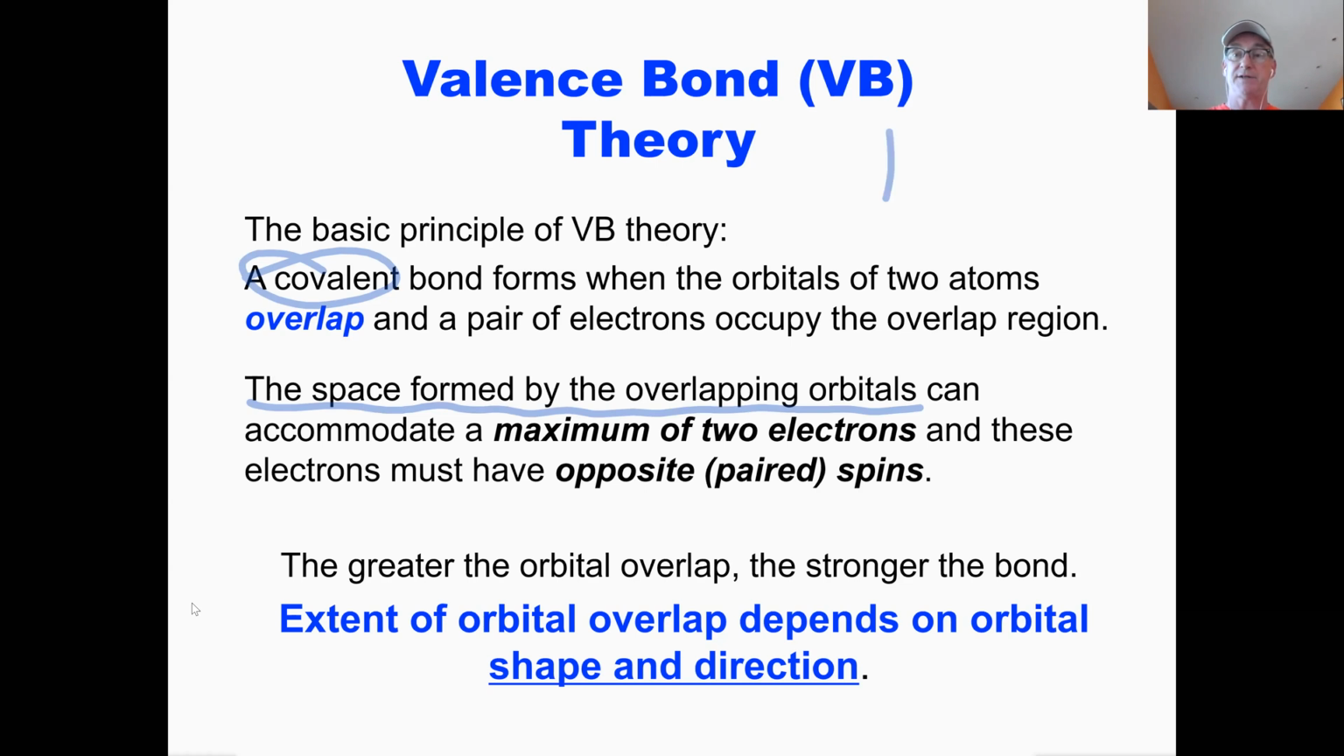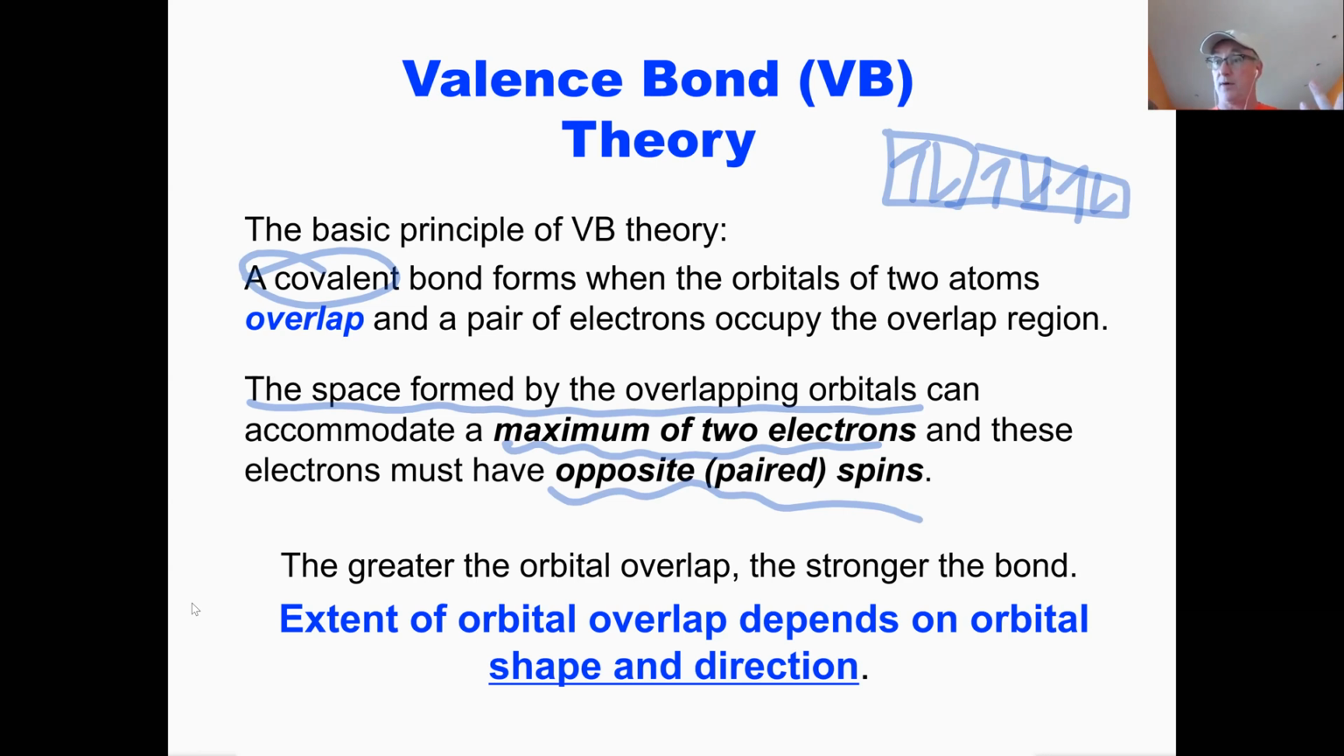You remember each box that we made, we could put a maximum of 2 electrons in each one. Each one was an orbital. And so, yeah, maximum of 2 electrons. Cool. And they have opposite spins. Yeah, got it. Just like an atomic orbital would. That makes sense. And the greater the overlap, the more they overlap, the stronger that bond would be. So if they overlap completely, that makes a really strong bond. If they overlap a little, it would be slightly weaker.